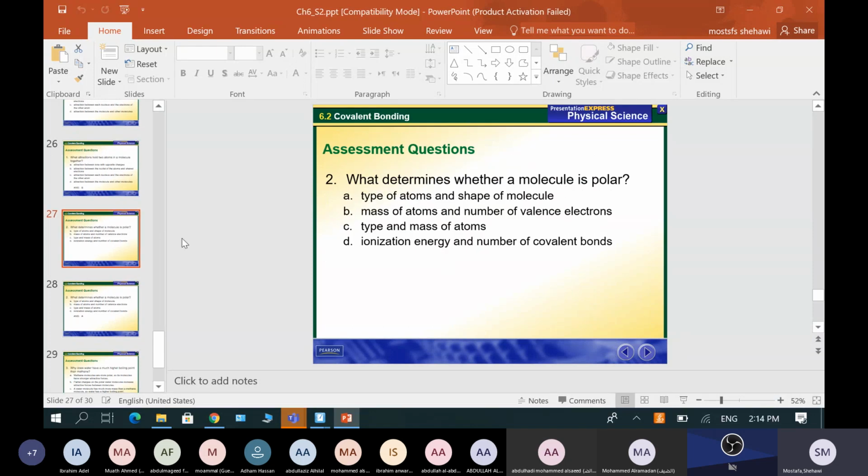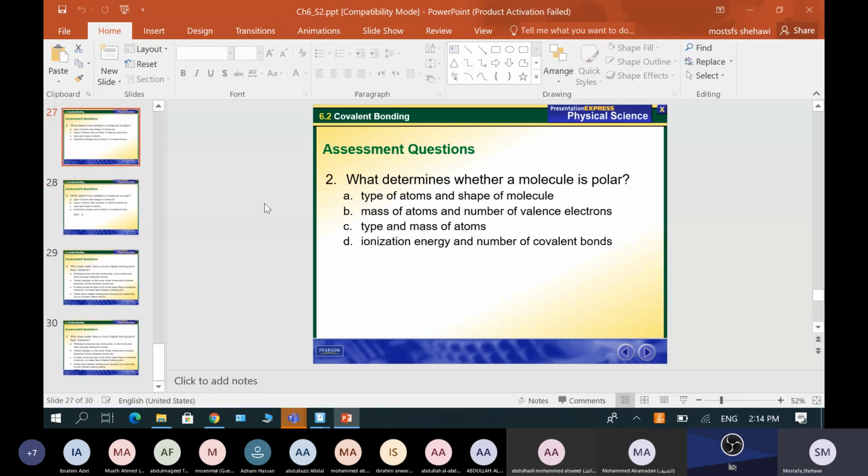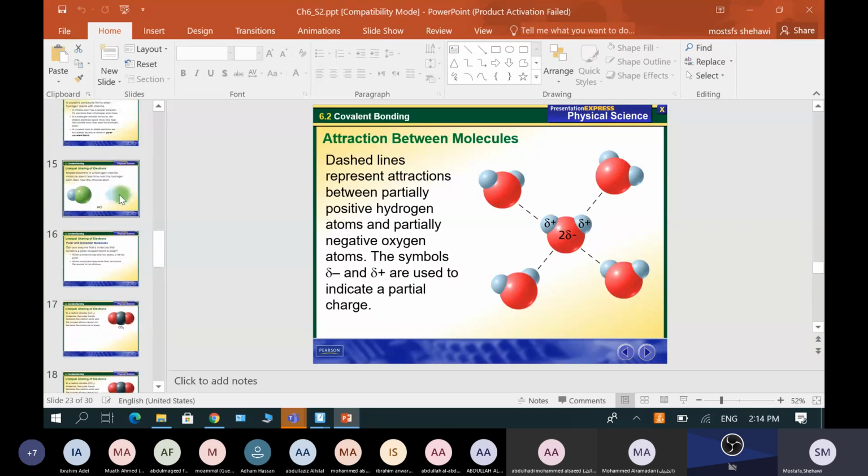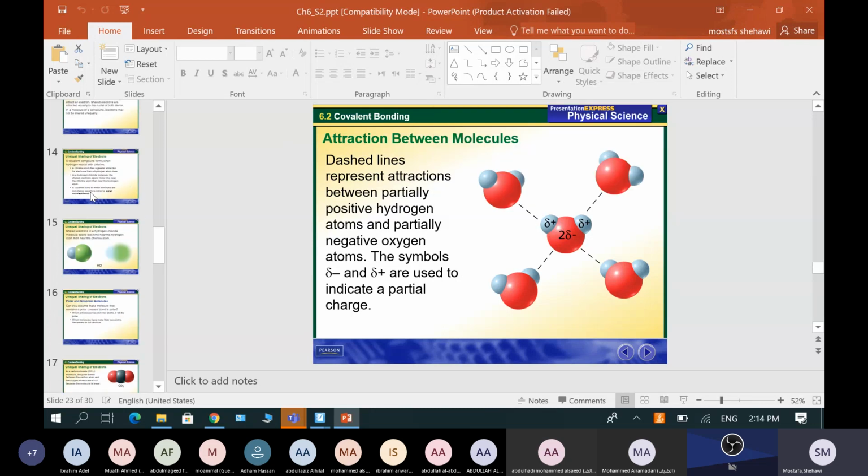I think we have finished the lesson. You can read it from this one. We have covered most of the lesson, so no need to come back to it. So we have finished all of this, attraction force and covalent bonds and all of this.